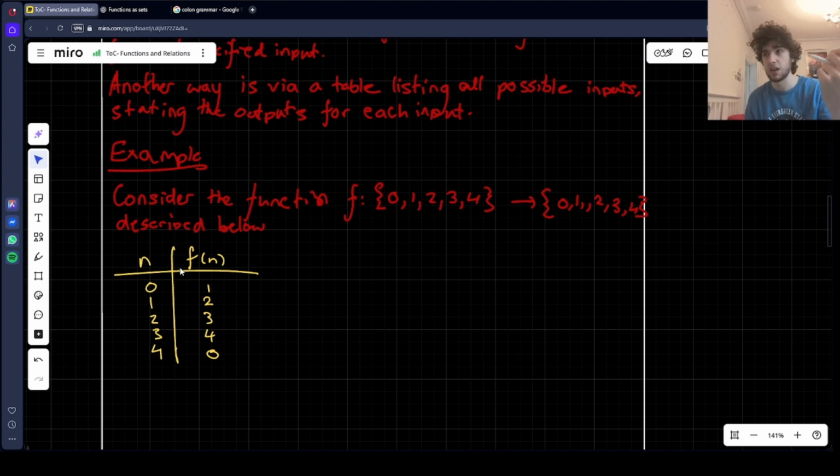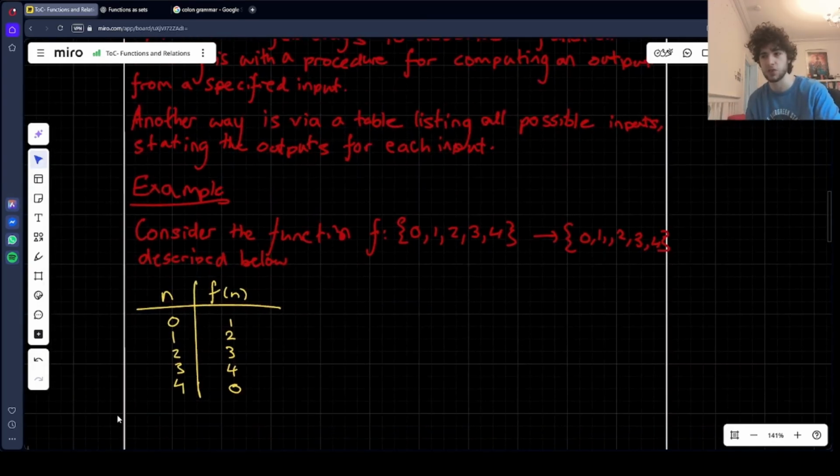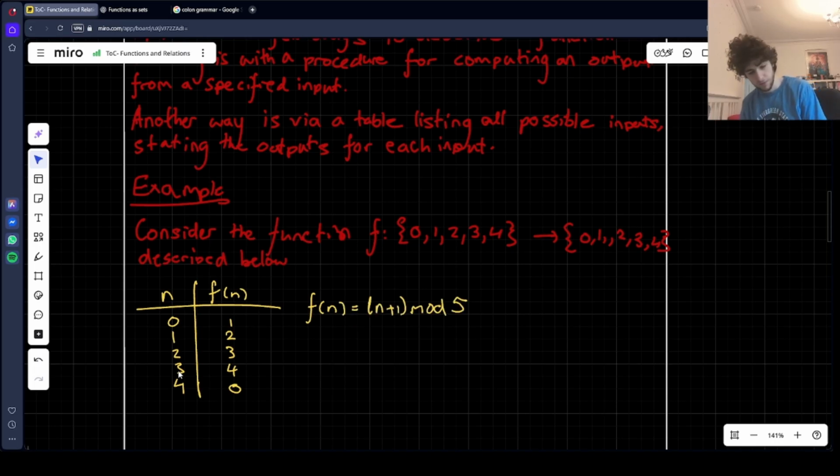But actually, there is a procedure to compute f of n if this is the f of n values for this set of n. Effectively, that would be the following: f of n is equal to n plus 1 modulo 5. Obviously the domain is still this, and the range is still going to be this.